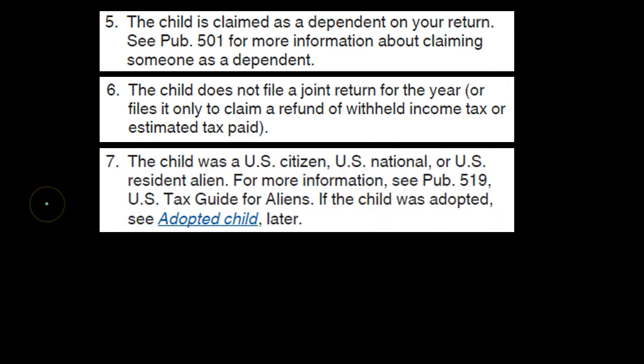Next item, number 7, back to the text. The child was a U.S. citizen, U.S. national, or U.S. resident alien. For more information, see Publication 519, U.S. Tax Guide for Aliens. If the child was adopted, see adopted child. So if there are questions about the U.S. citizen, U.S. national, or U.S. resident alien, then you can look for more guidance in the U.S. Tax Guide for Aliens.